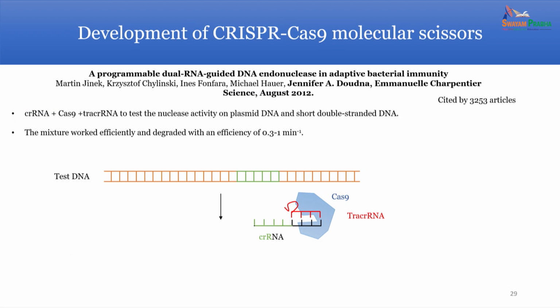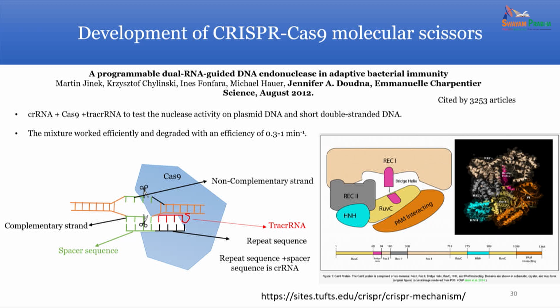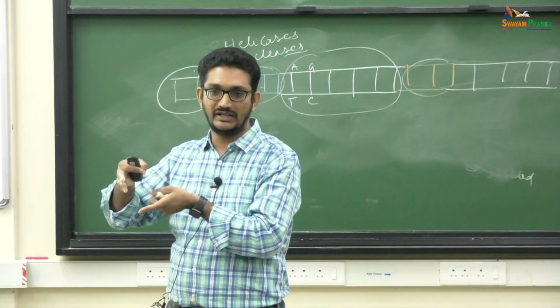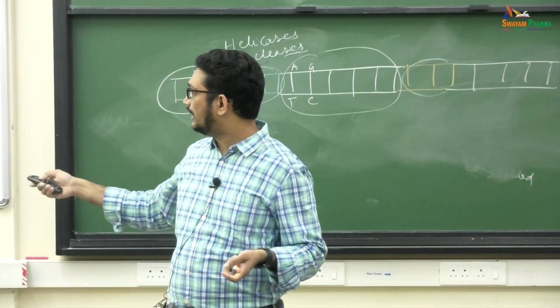Suppose this is your test DNA, some DNA that you want to break. You make sure that this red one and the black one are constant, because the black one is recognized by the enzyme, and the red one is important because it is complementary to the black part, which is a palindromic part. Depending on the sequence that you have, you can always modify this sequence, and this will go and bind to that. Once it binds, it completely cleaves a particular DNA, and then you have the activity of nucleases.